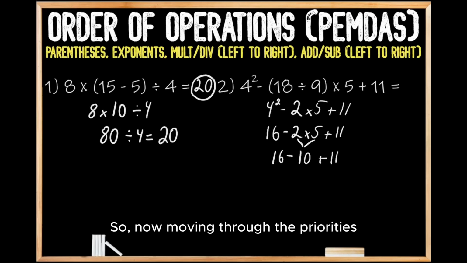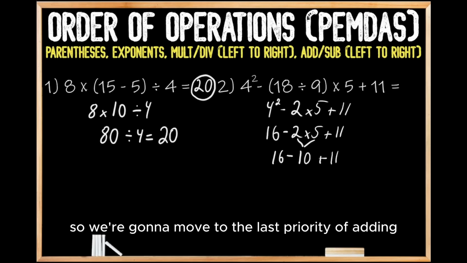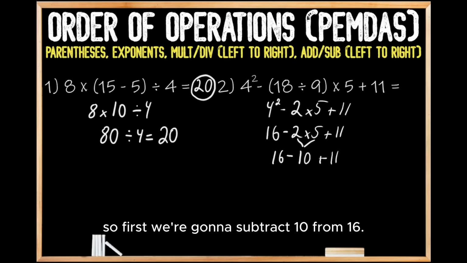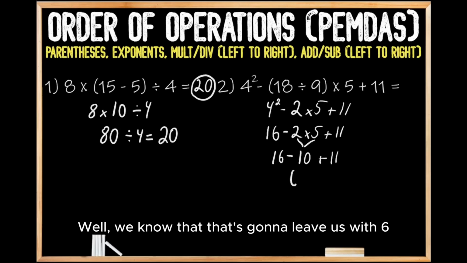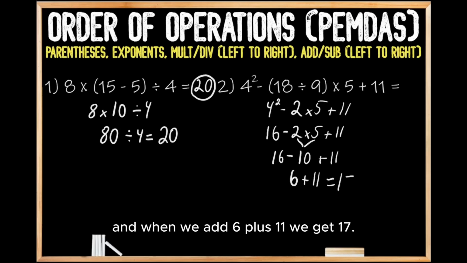So now moving through the priorities, we don't have any more multiplying or dividing, so we're going to move to the last priority of adding or subtracting. So we're going to move from left to right. So first we're going to subtract 10 from 16. Well, we know that that's going to leave us with 6, and then all we have left is to add 11. And when we add 6 plus 11, we get 17. So the answer for question number 2 is 17.